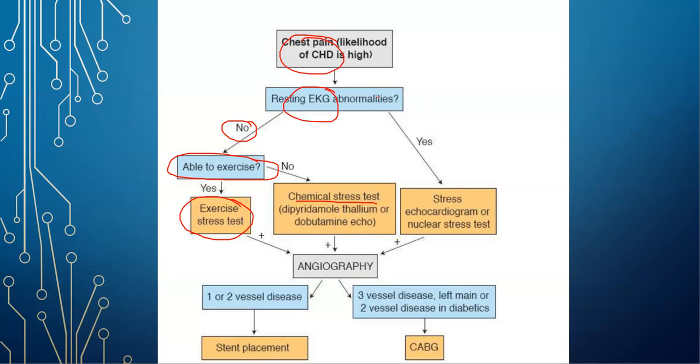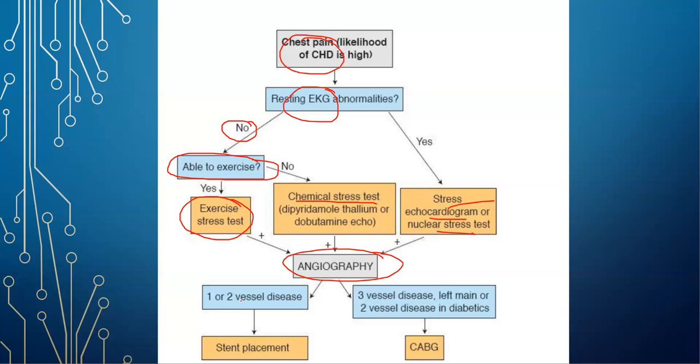If there is a baseline ECG abnormality, but the patient is able to exercise, then you do an exercise echo or thallium scan. Okay, now we know about it. Any of these come positive, we send the patient for angiogram.